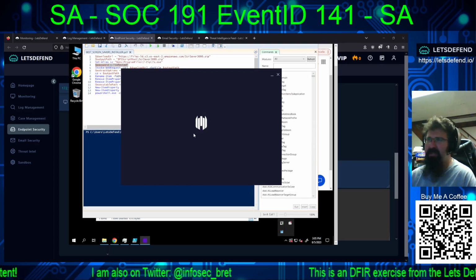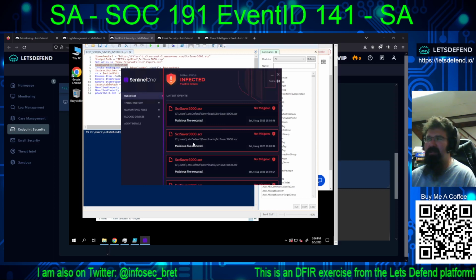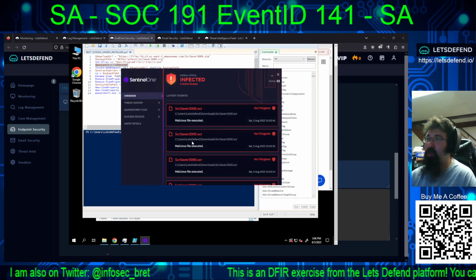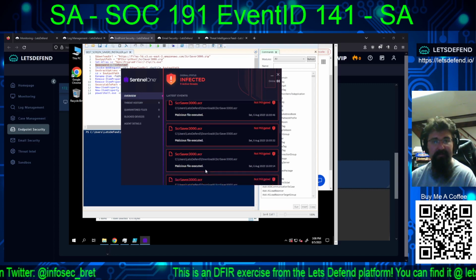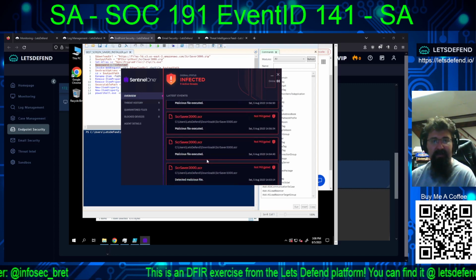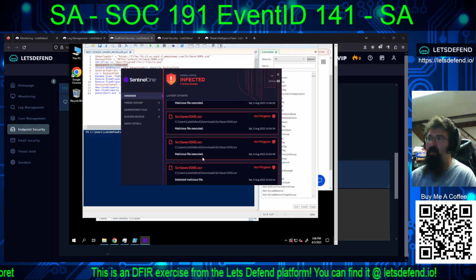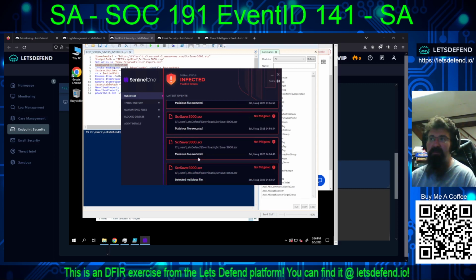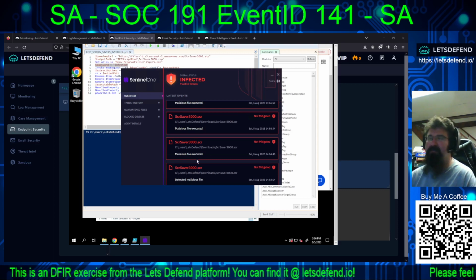Although I'm more left scratching my head as to why Sentinel-1's not in enforcement mode for this particular host, that it allowed this stuff to go through. So that would probably be another aspect to bring up: Why do we not have enforcement mode turned on? Why are we not blocking? Why are we not taking action?